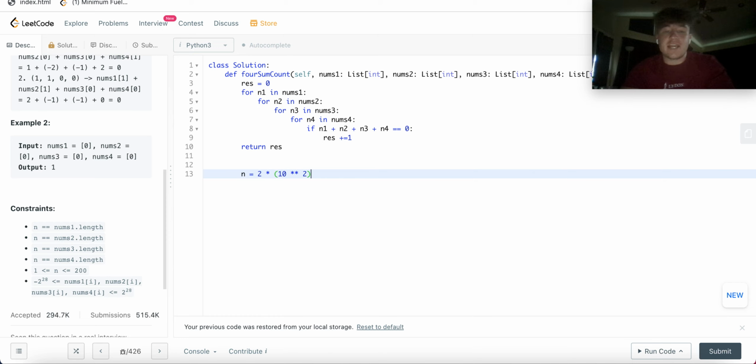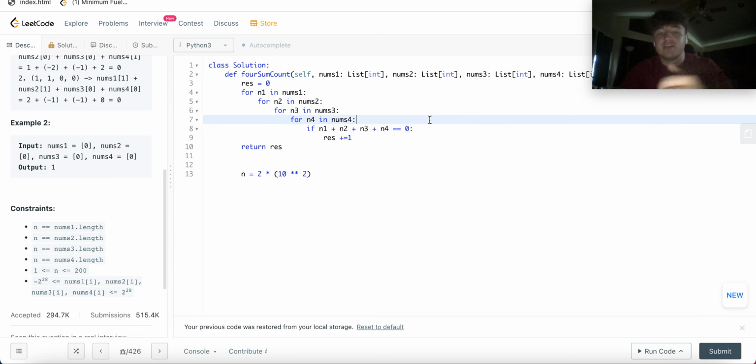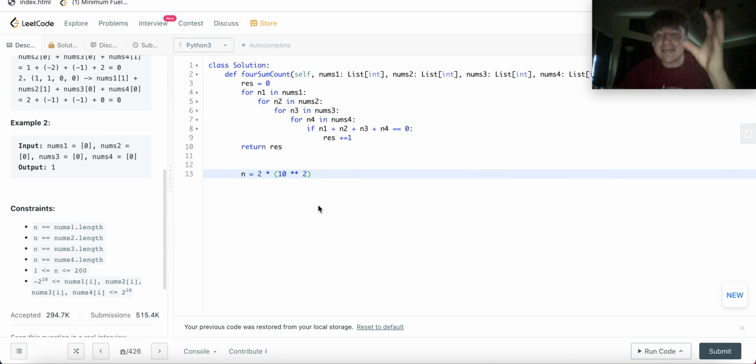So in the worst case, what does that mean? Well, what is the runtime of this equation? This is going to take n time. For n nums1, we have to look at n nums2. For n nums1 and n nums2, we have to look at n nums3. For n nums1 times n nums2 times n nums3 times n nums4, we have to do this constant check to find if it's a pair. So that's n times n times n times n, or n to the fourth.